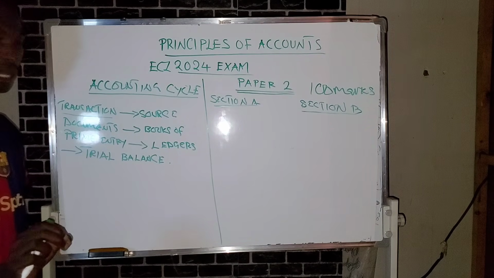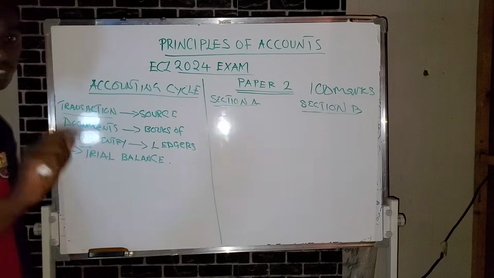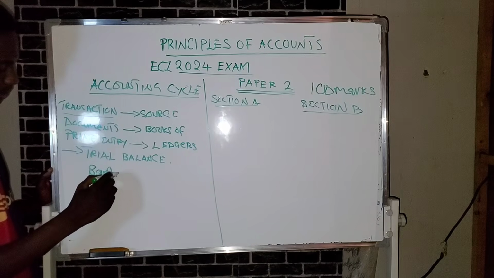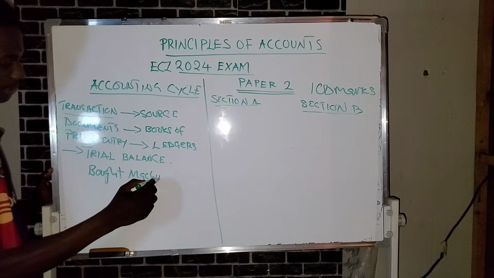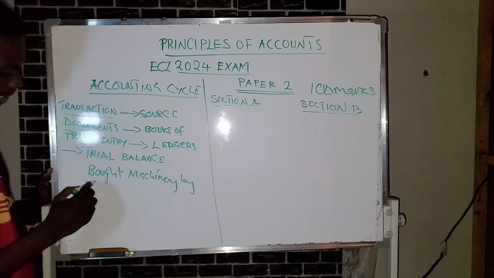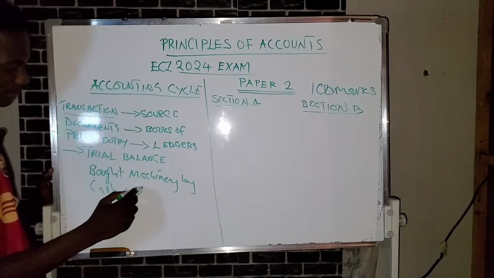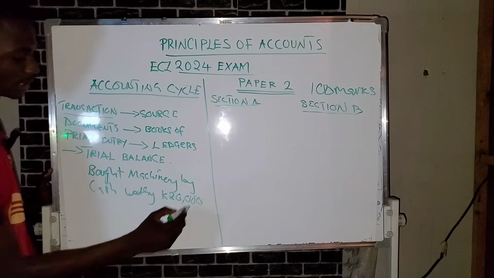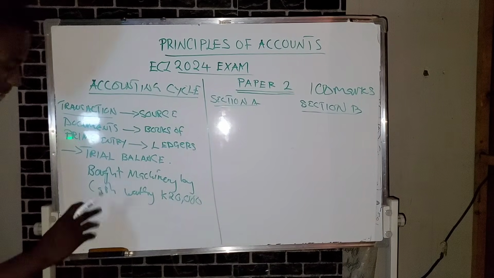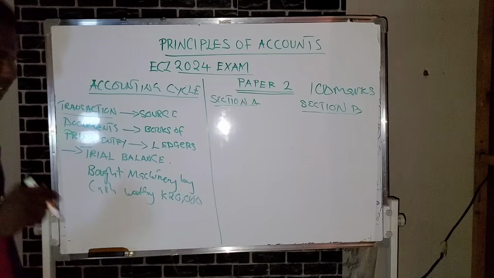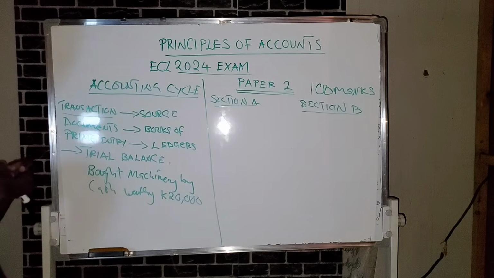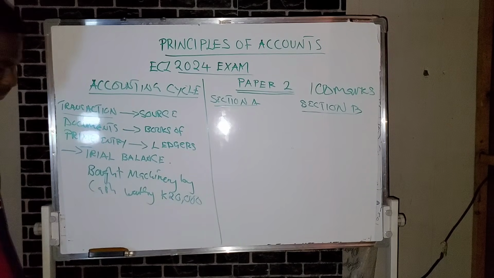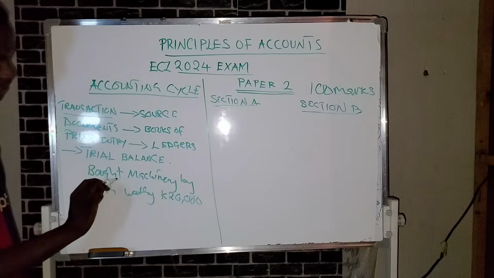Are we together? So for instance, let me give you this example: bought machinery by cash worth, let's say, 20,000 kwacha. Number one, this is a transaction. So you need to identify two accounts, the one that is giving and the one that is receiving. So one of the accounts here, we can't write purchases.